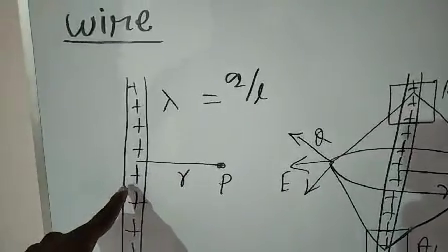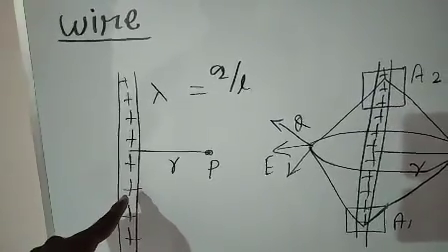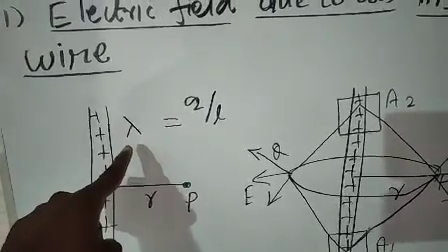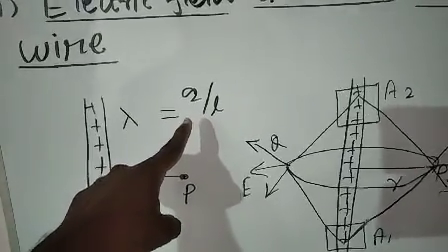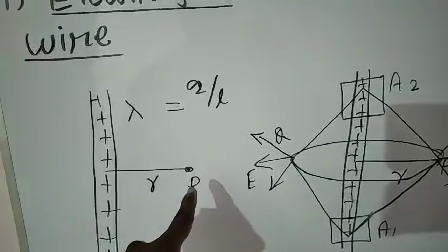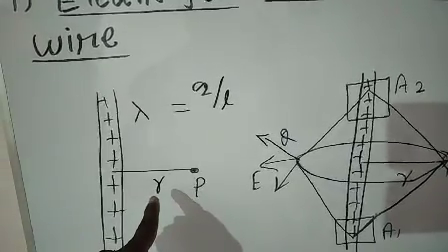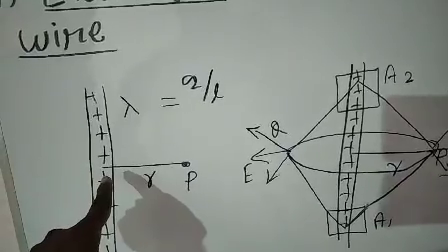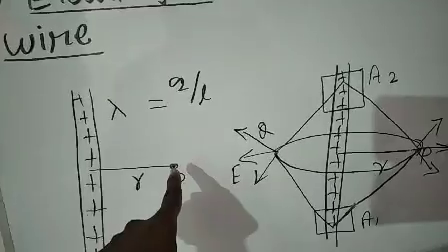So, consider a long infinite wire. It carries linear charge density lambda. Lambda is linear charge density. It is equal to Q by L, charge per unit length. Then P is a point at a perpendicular distance r from the charged wire. So we are going to find the electric field at point P.